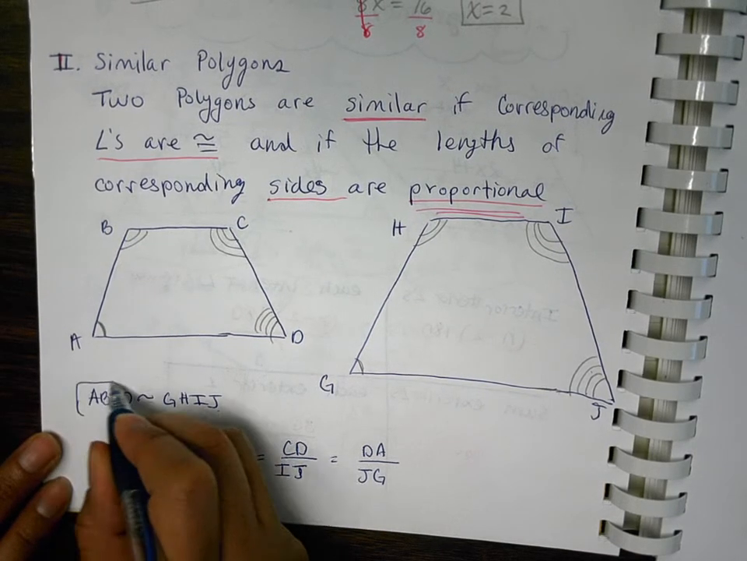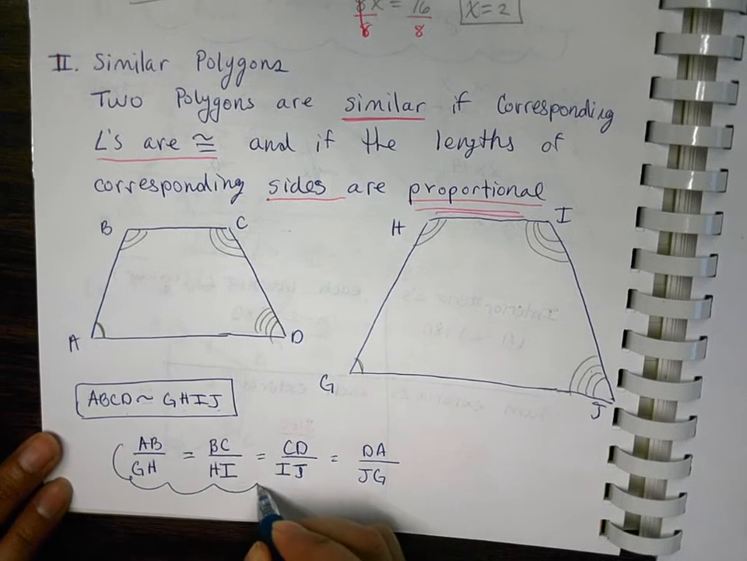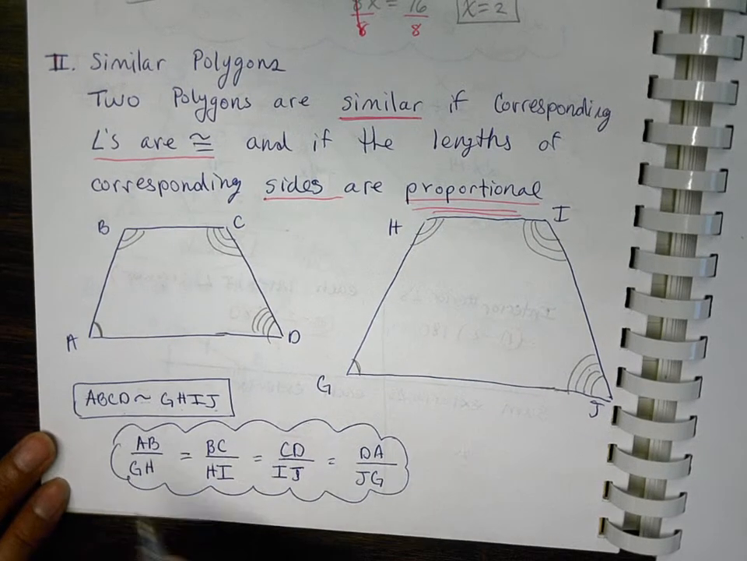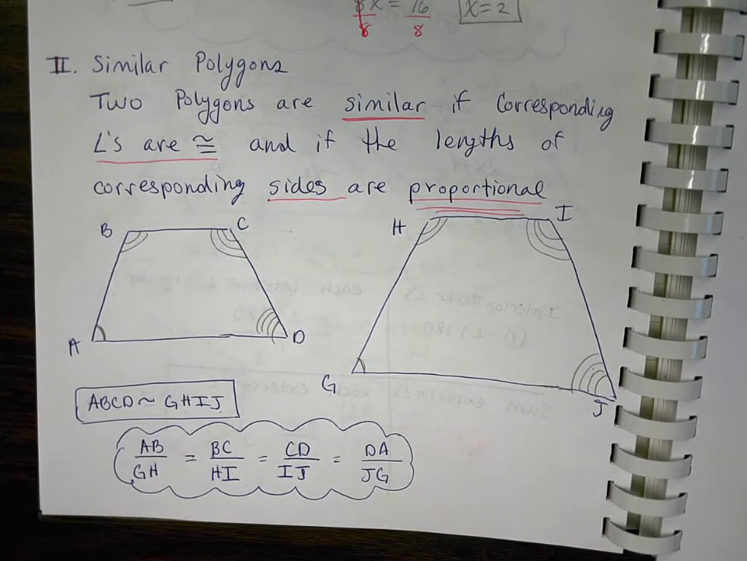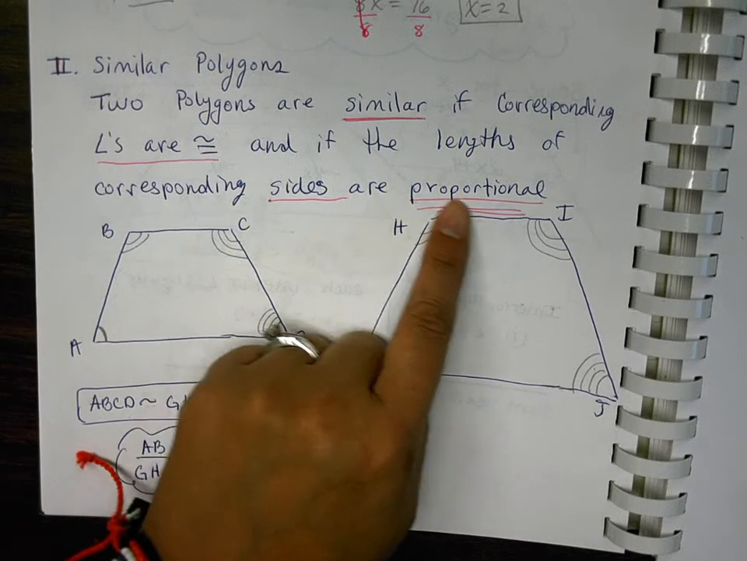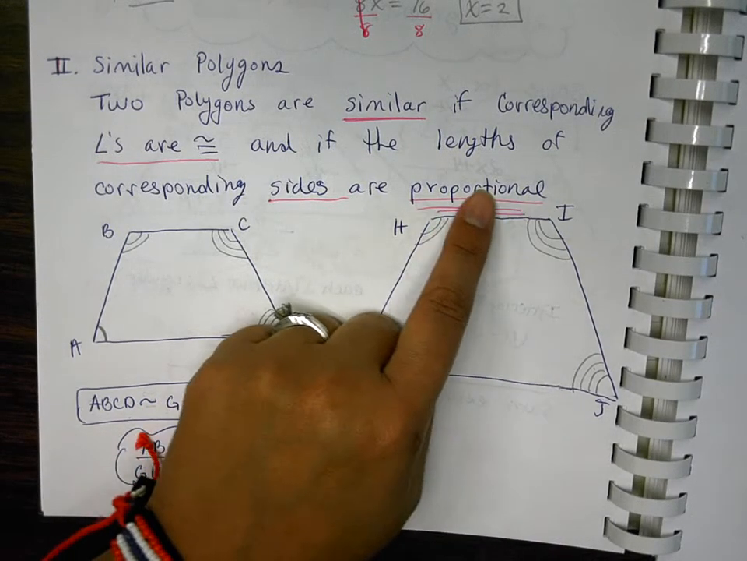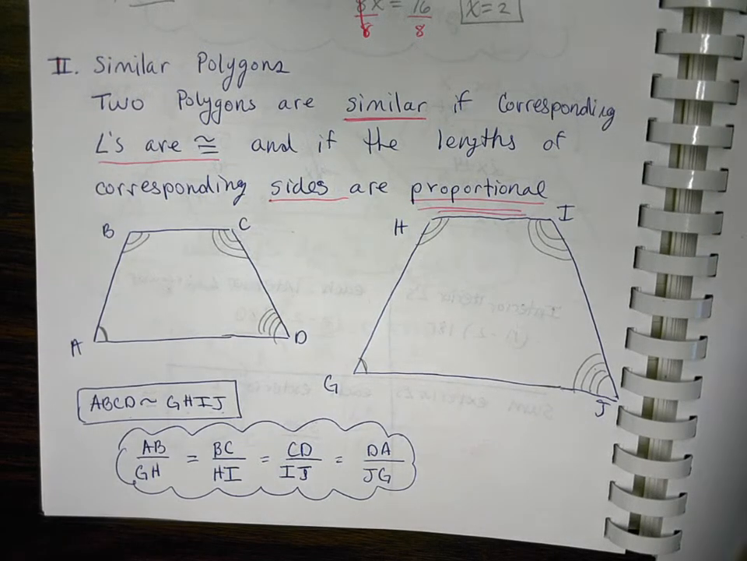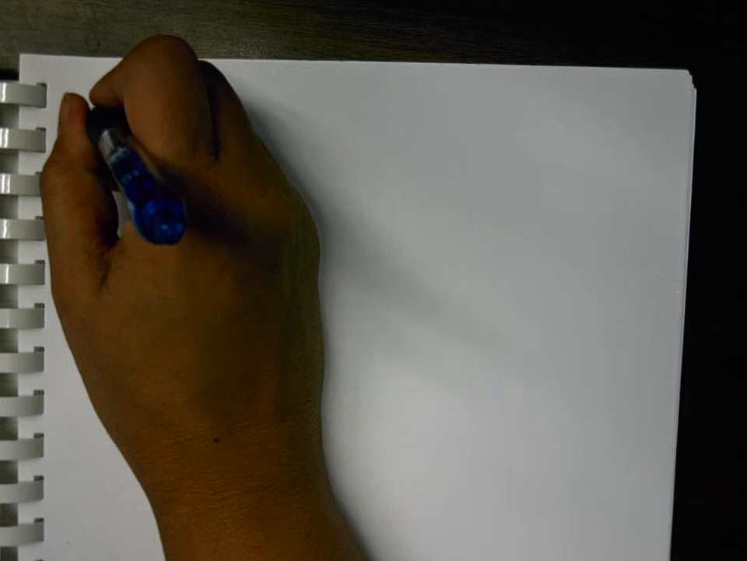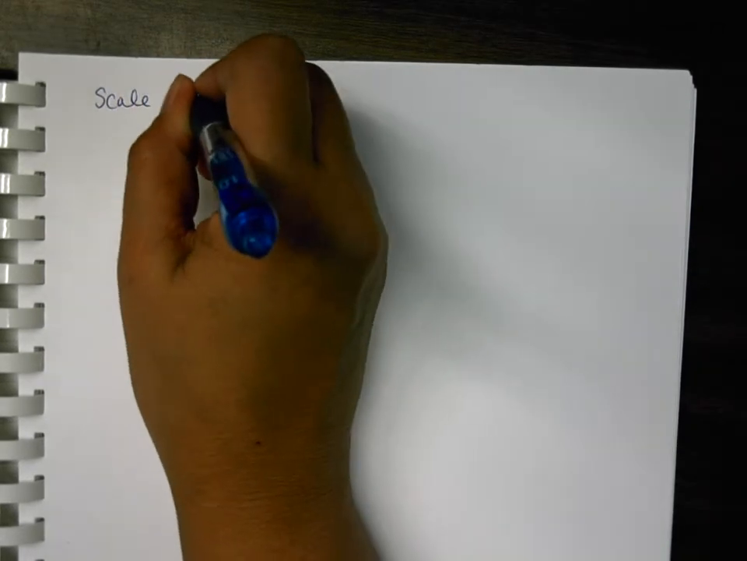In order for this to be true, this has to work, as well as corresponding angles are congruent. Corresponding sides are, what's the word, not congruent? Proportional. Corresponding sides are proportional. Corresponding angles are congruent. All right, questions? Okay, I'm going to move it over here. Scale factor.